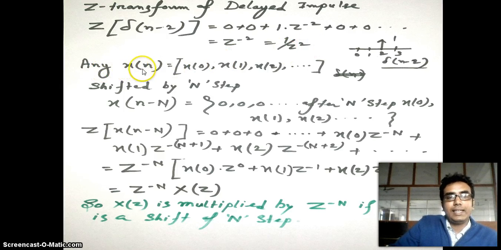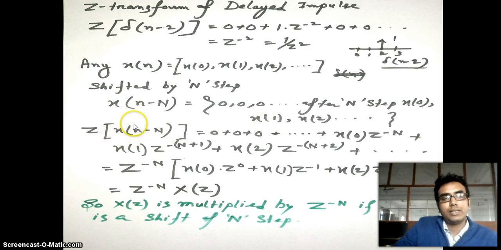If you consider any x[n], x[n] meaning a discrete signal, then you can write it as x[0], x[1], x[2], the samples of x[n], that is the values for n equal 0, 1, 2, and so on. If you shift the x[n] signal by n steps, then you can write x of n minus n. So the signal will become 0, 0, 0, after n steps, x[0] will arrive, and then the normal sequence x[1], x[2], x[3], and so on.